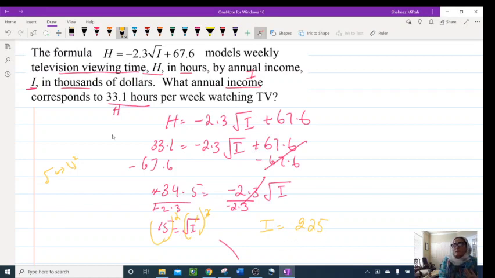So the annual income is $225,000, because they said dollars in thousands. That corresponds to 33.1 hours per week watching TV. So that's $225,000.